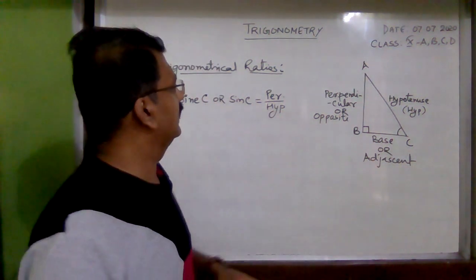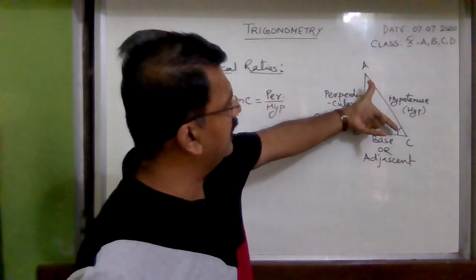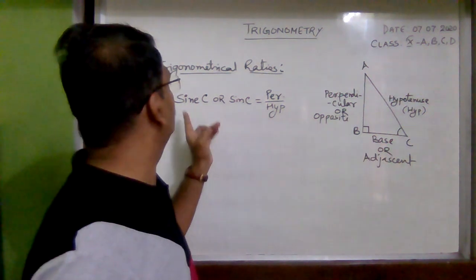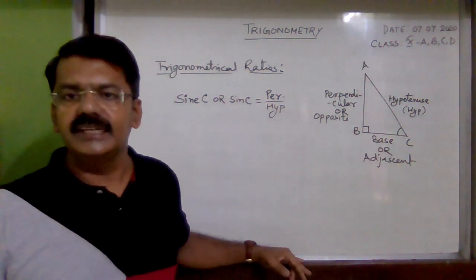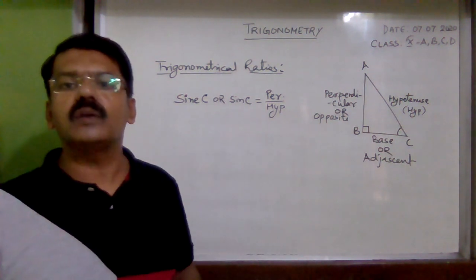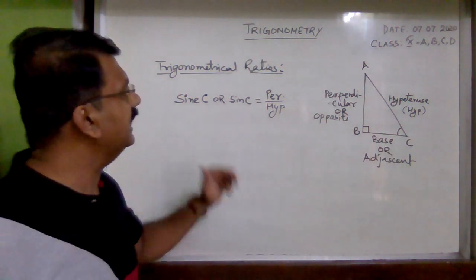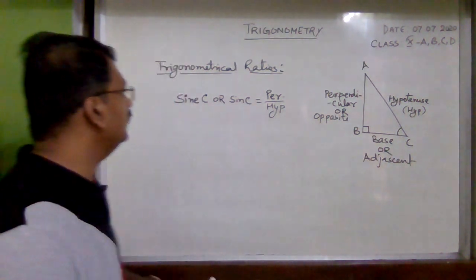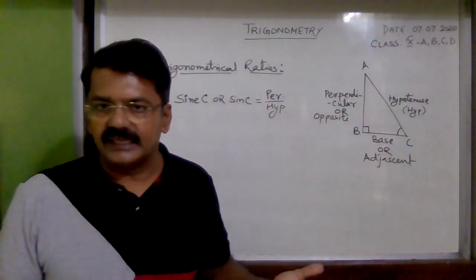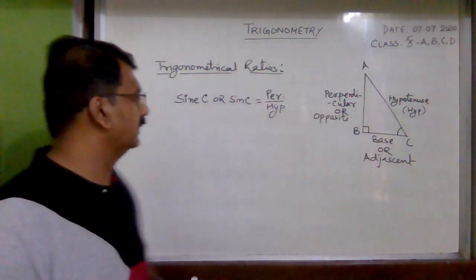The length of the perpendicular divided by the length of the hypotenuse gives you the sine of C. Actually it is spelled sine, but in short we write sin. Sine C is perpendicular upon hypotenuse. The next trigonometrical ratio is cosine.